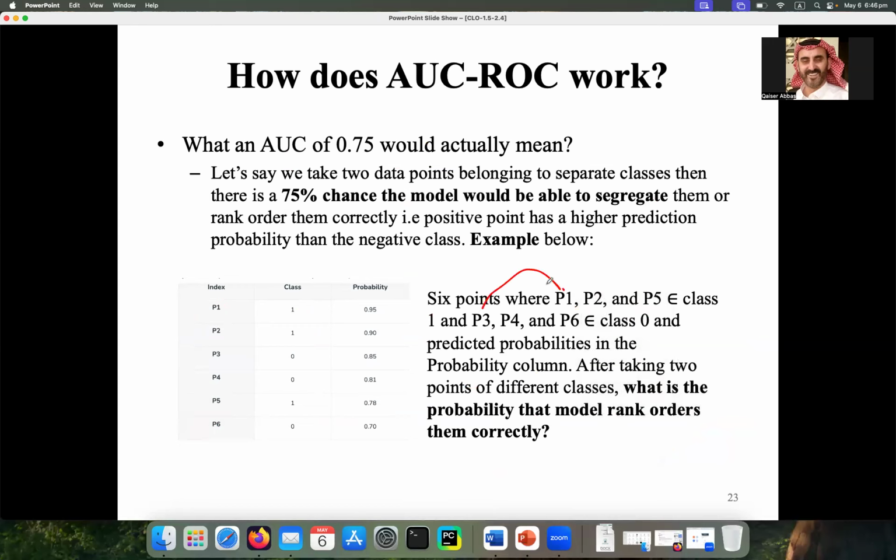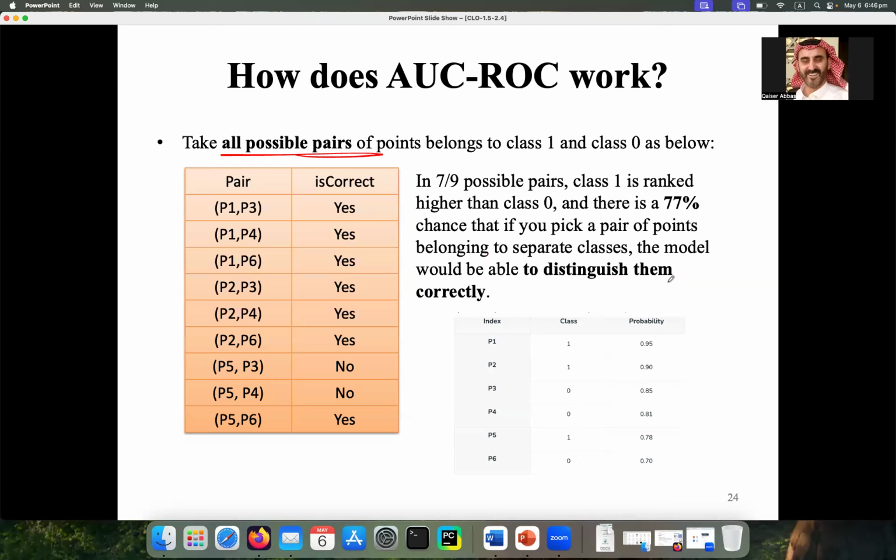P1 with P3, P1 with P4, P1 with P6. And then again, P2 with P3, P2 with P4, P2 with P6. And then again for the same, P5. This is how you make all these possible pairs from those two subsets: P1 with all, P2 with all, P5 with all.